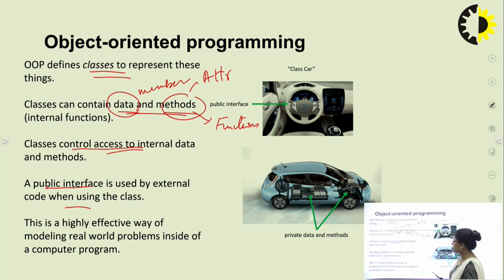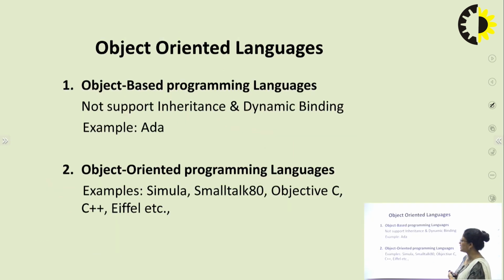And object-oriented programming, we can say, is a highly effective way of modeling real-world problems inside a computer program, and it is easy to understand because we relate it to real-world scenarios. So whenever we are dealing with programming languages which try to relate to real-world scenarios, we can go for object-oriented programming languages, and that becomes much easier to grasp.